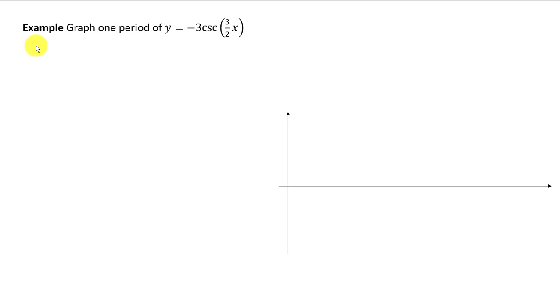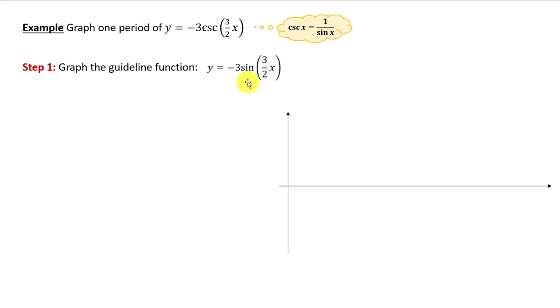Hi everyone! In this video we're going to graph one period of the function y equals -3 cosecant of 3 over 2x. We start by reminding ourselves that cosecant is the reciprocal of sine function. So sine function will be our guideline or guide function. It will help us to determine the position of the graph of the given cosecant function.